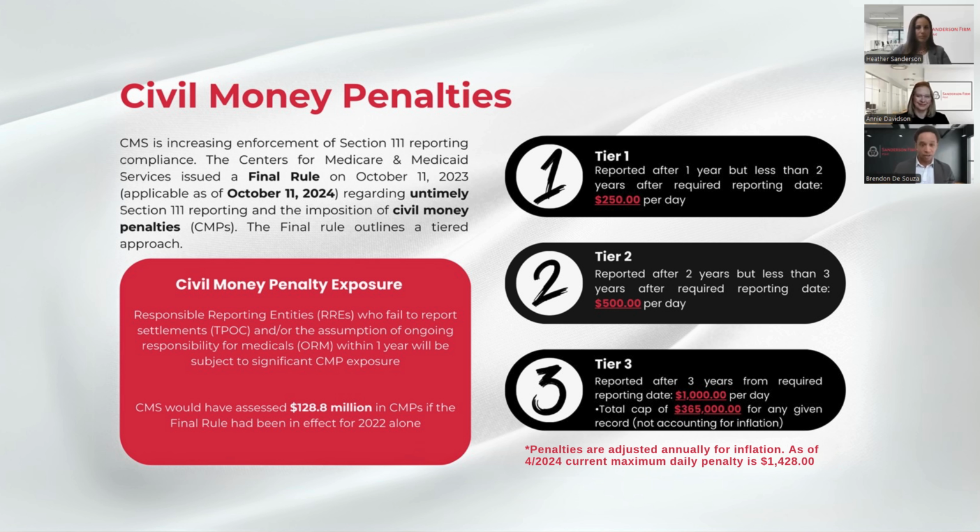And if you're selected during the audit and Medicare sees the non-compliance, you will be penalized based upon the length of your non-compliance. So if it takes you longer than a year to report either the ORM or the acceptance of the ORM or the TPOC, but less than 2 years, there is a daily penalty of $250 per day. If it takes you more than 2 years to report, but you report within 3 years, there's a daily penalty of $500 per day. If it takes you longer than 3 years altogether, the daily penalty is going to be $1,000 per day, which is capped at $365,000, but that does not even account for inflation. And so realistically, you're looking at $500,000 just for improperly reporting one record, an ORM or a TPOC.